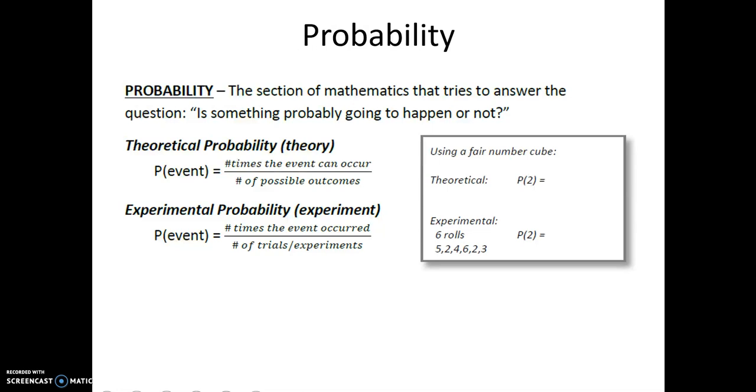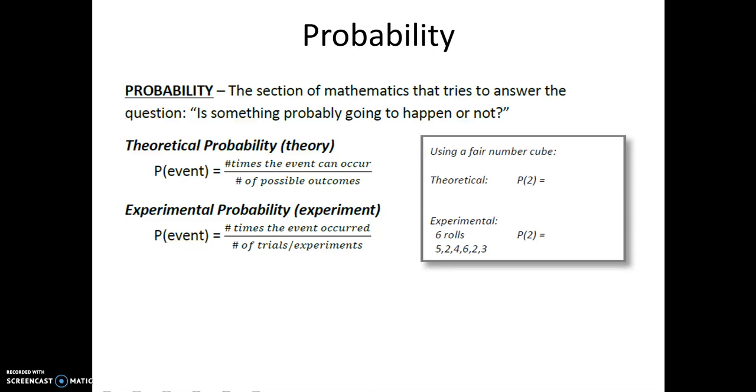Probability. Okay, so probability is the section of math that tries to answer the question, is something probably going to happen or not? And so in theoretical probability, in theory, we have P and then the event. And so theoretical probability is the number of times the event can occur out of the number of possible outcomes. In experimental probability, it means you're actually doing it. It's an experiment. And so you have the number of times the event occurred, and then the number of trials or experiments. So unless you actually do it, you can't do experimental probability.